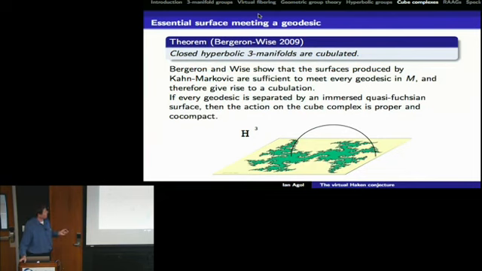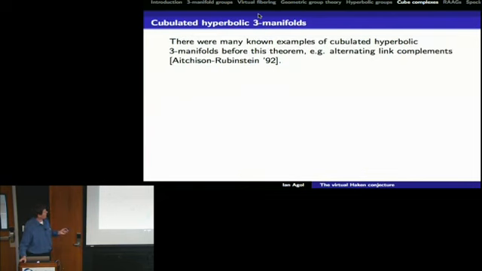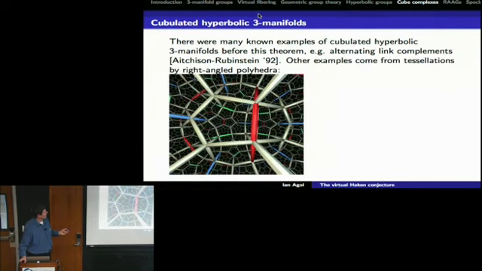So these groups are the right-angled Lorentz groups. I wanted to mention that before this work of Bergeron and Wise, there were many examples of cubulated hyperbolic three-manifolds, in particular manifolds that are homeomorphic to a Kadzua cube complex. So this picture on the cover of Thurston's book shows an example.